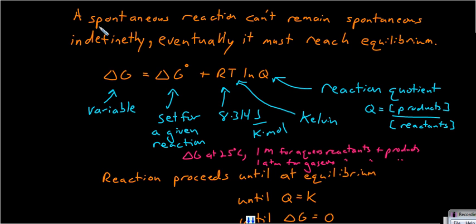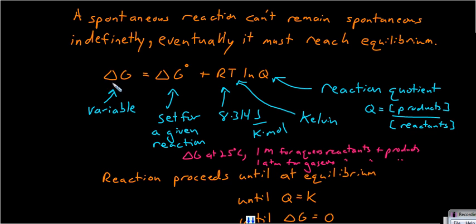Now we've seen that a negative value of delta G means that a reaction is spontaneous. But a spontaneous reaction cannot remain spontaneous forever. If it's spontaneous, it's going to be going forward. However, at some point it will reach a state of equilibrium. And so eventually it will have to reach a point where delta G is equal to 0, not having a negative value, but at equilibrium.